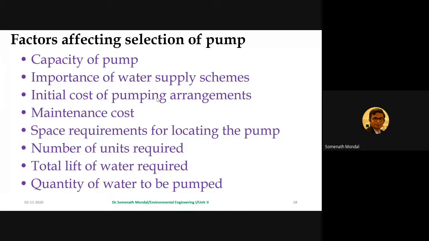So we need to see how much water is going to be lifted up, and finally the quantity of water to be pumped. In the entire water supply scheme where you are planning to install the pump, how much overall quantity of water, daily, monthly and yearly, is going to be pumped through that pump? That is also a very important aspect while choosing a particular type of pump.